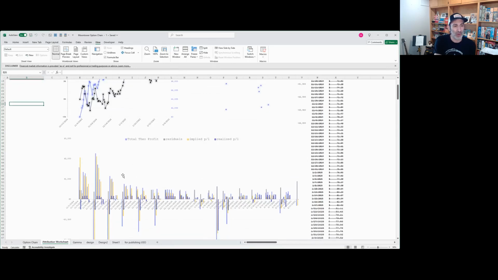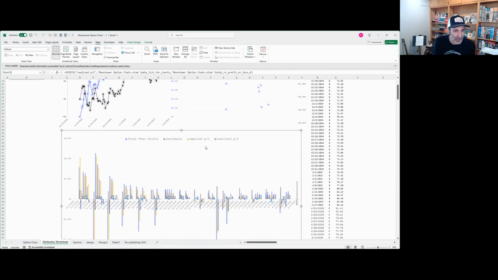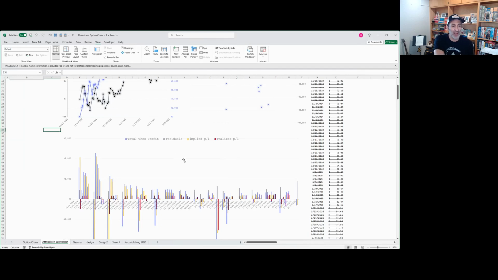So we get the total theoretical profit every day. Let me see if I can change that color, because yeah, that's a little easier to see. So every day we can break our P&L into your total theoretical profit, your implied part of your P&L, your realized part of your P&L, and then the residual or unexplained portion of your P&L.